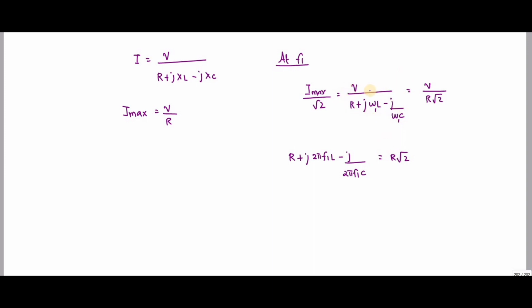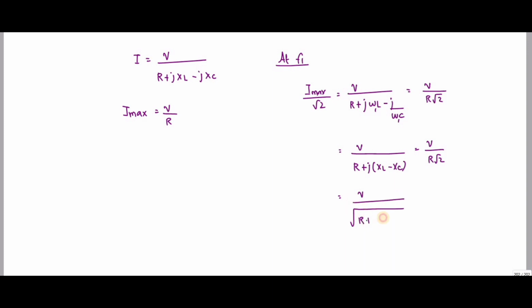So this entire term, since it is a magnitude value, I can write it as V divided by root of R squared plus (XL minus XC) whole squared, that is equal to V divided by R root 2. Okay, so this is your I.